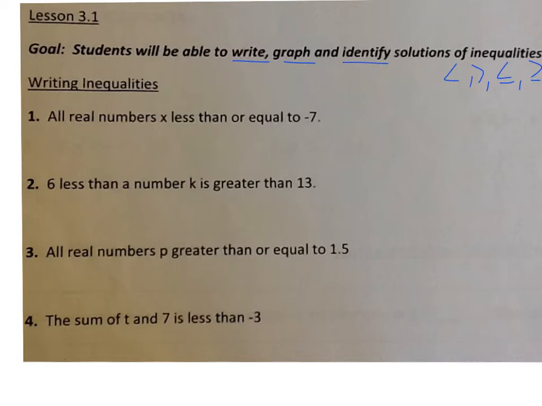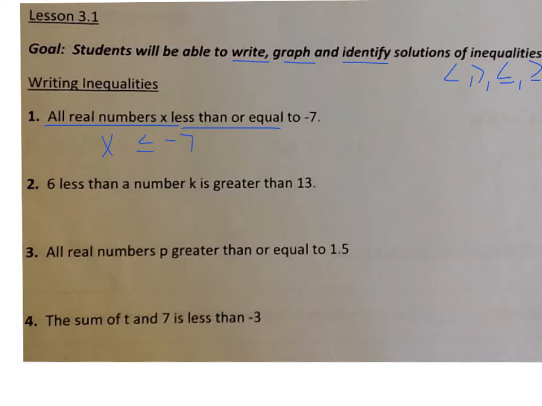So number 1, all real numbers x less than or equal to -7. All real numbers x, if we take that first part, that means we're going to have x. The second part, less than or equal to. Less than or equal to has a symbol going that direction, and then -7. So our solution is x is less than or equal to -7.